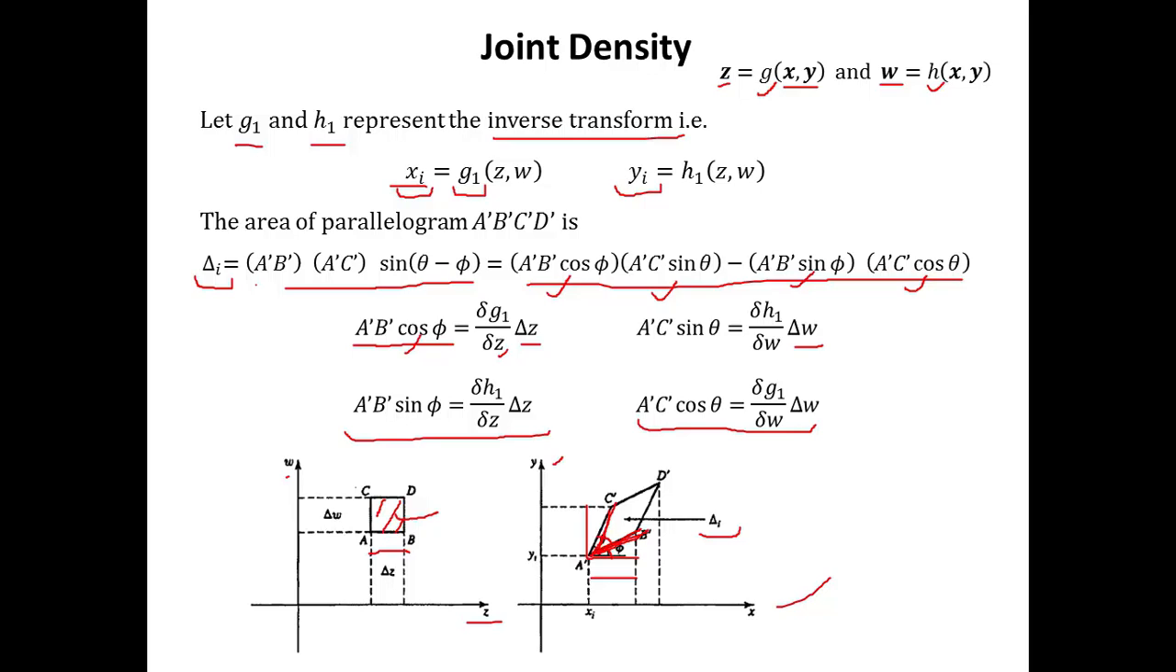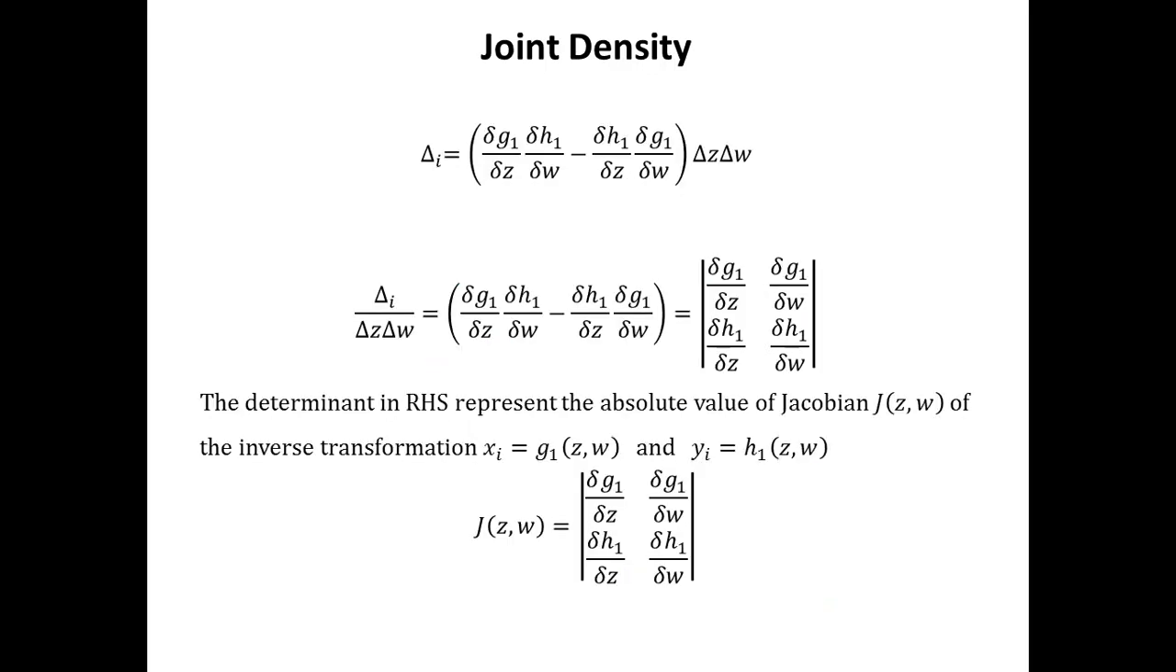So if we substitute all these four component values in the expression of delta I, we will get delta I equals del g1 by del z del h1 by del w minus del h1 by del z del g1 by del w, multiplied by delta z into delta w. So delta I divided by delta z into delta w will be equal to this expression, and this is nothing but the determinant of this 2 cross 2 matrix: del g1 by del z, del g1 by del w, del h1 by del z, del h1 by del w.